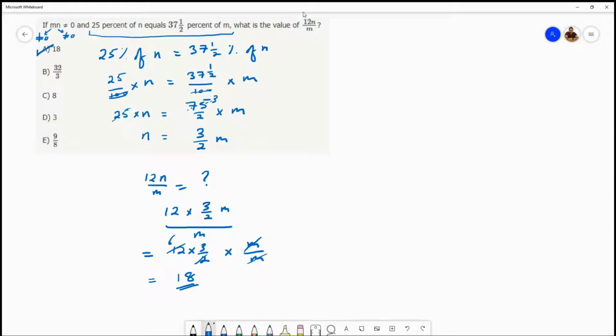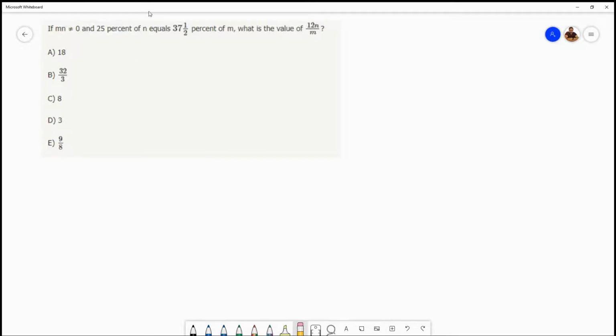Now, this here was one approach to go about the question. Let's discuss another approach. So, what do we have? The product of these two terms is not equal to 0, and then 25% of n. A certain percentage of one variable equals a certain percentage of another variable. Let's just focus on this bit. Maybe 37.5 is difficult to comprehend initially.